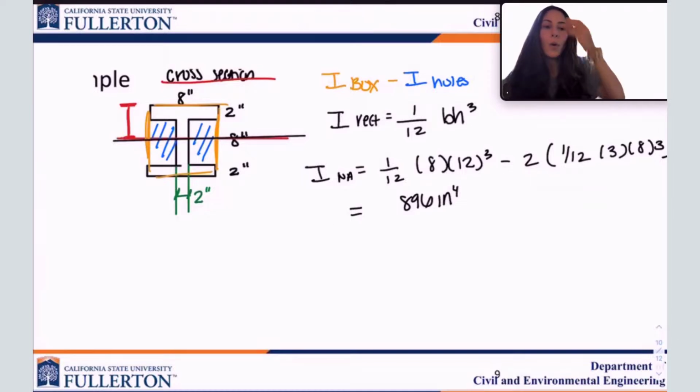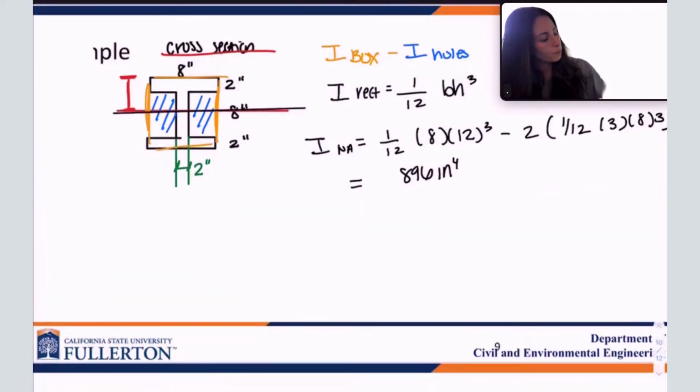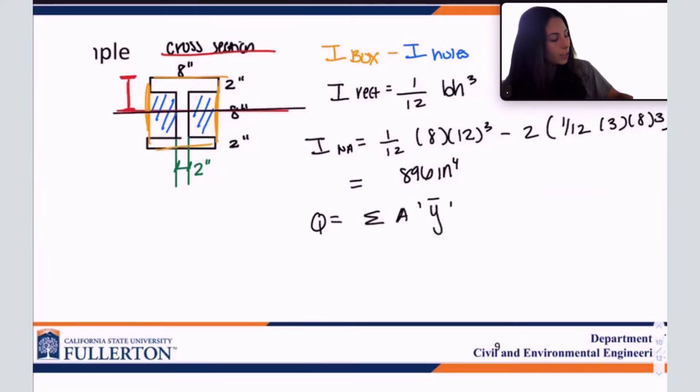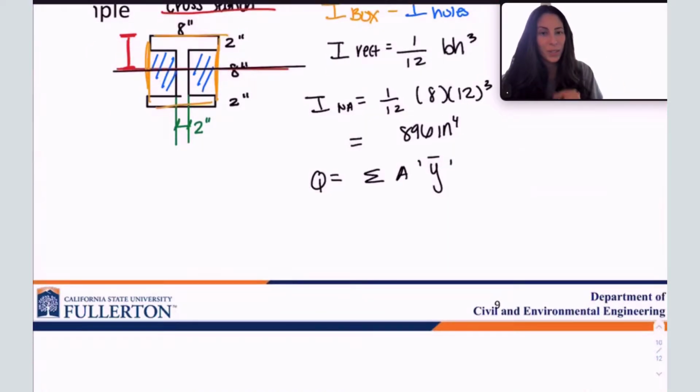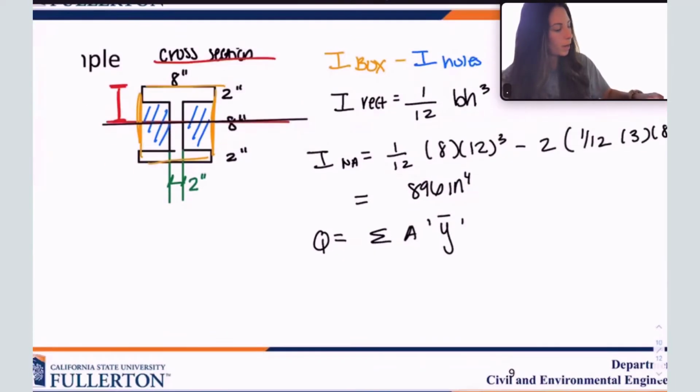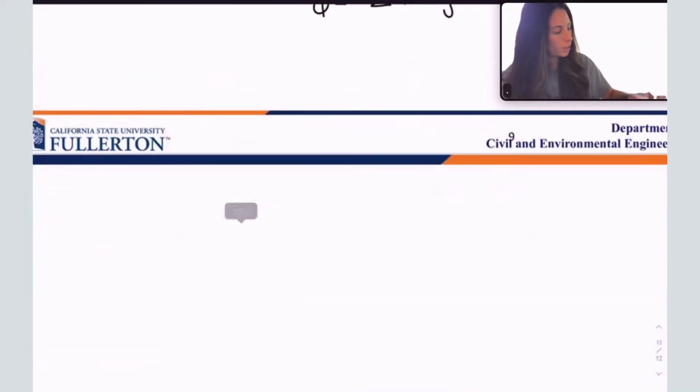Now, what is the Q value? Q is equal to the sum of all of the little areas times the distance from the middle of that little area to the neutral axis. What does that mean? I'm going to show you. Hopefully this is a refresher. Q, I'm going to go ahead and copy this image again.